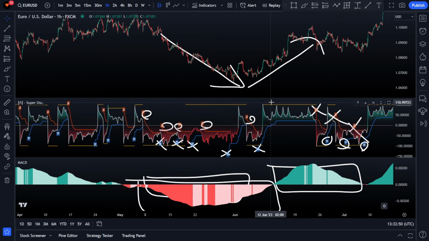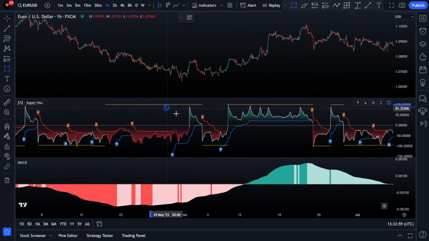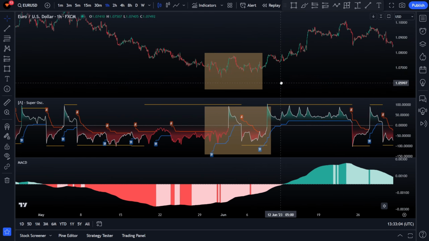Please pay attention that this strategy is a trend-following strategy. And in times that a reversal is happening in the market, you may get bad signals like this, or especially when the market is not trending, you may encounter false signals. So you need to manage your risk properly.